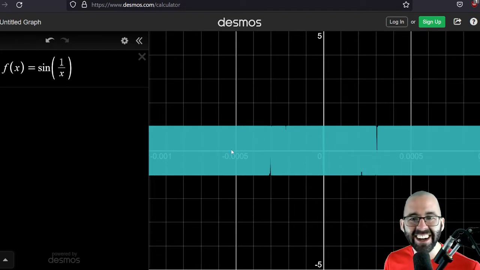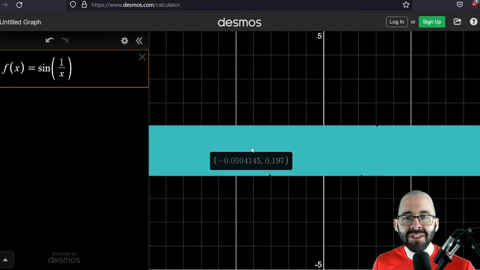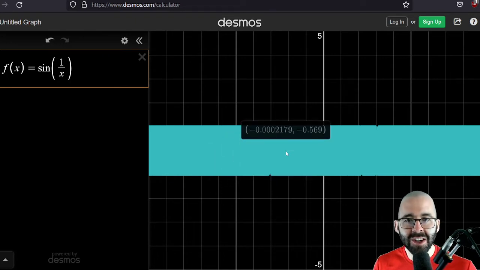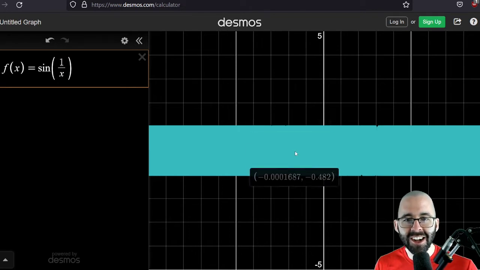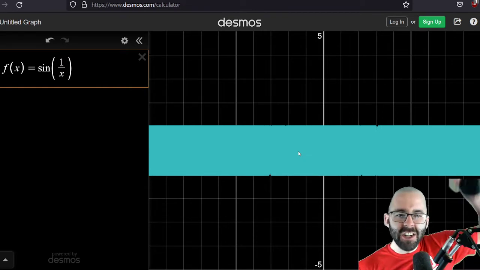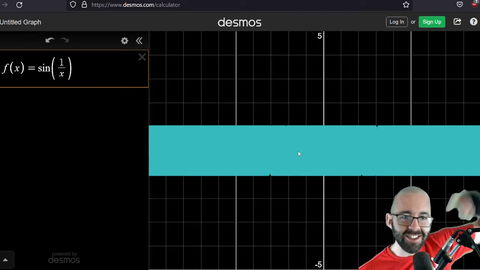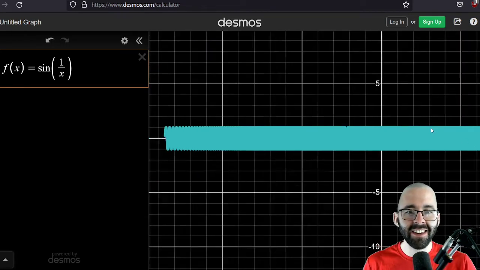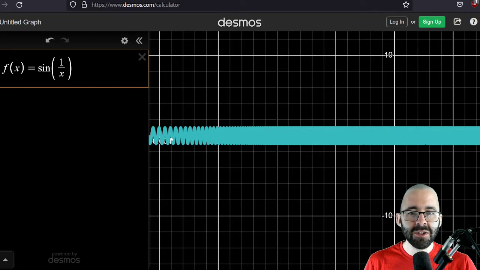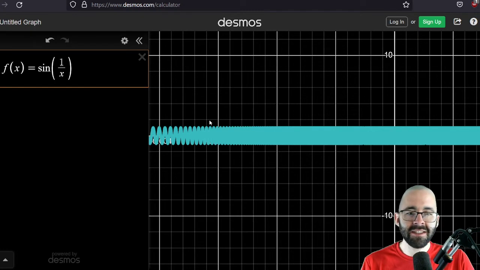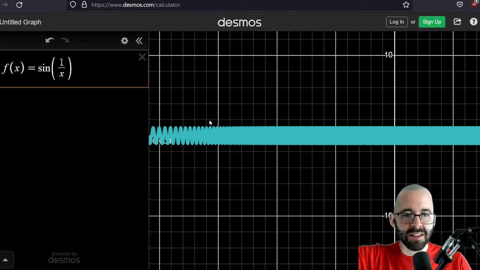What's going on here? As we approach from the left, look, our x value is so close. Look at our y values. They're bouncing all over the place. This is crazy. As we get closer to 0, this function oscillates faster and faster and faster. It's not approaching a number. It's still switching between -1 and +1.